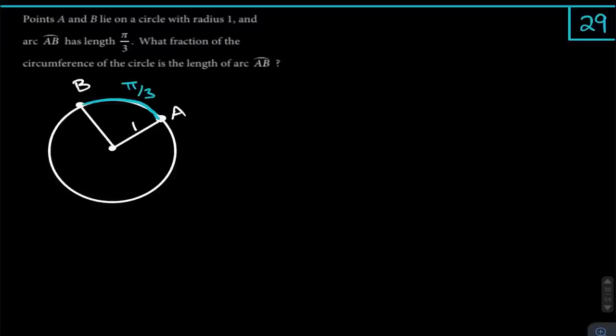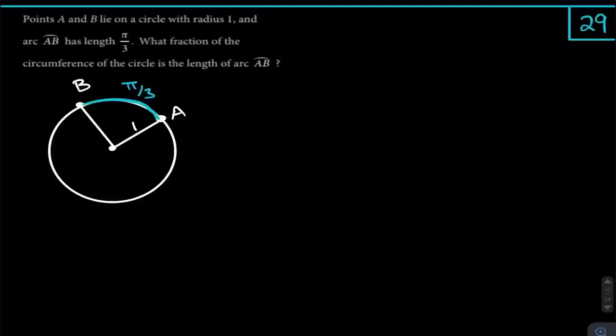Okay? Awesome. So it's saying, what fraction of the circumference of the circle is the length of arc AB? Right? So what fraction of the circumference of the circle is this piece right here? Okay, well, we don't know what the circumference of the circle is, do we? Can we find it? Yes. We know that the circumference is equal to 2 pi r, or pi d, right? And using that, we know the radius here, right?